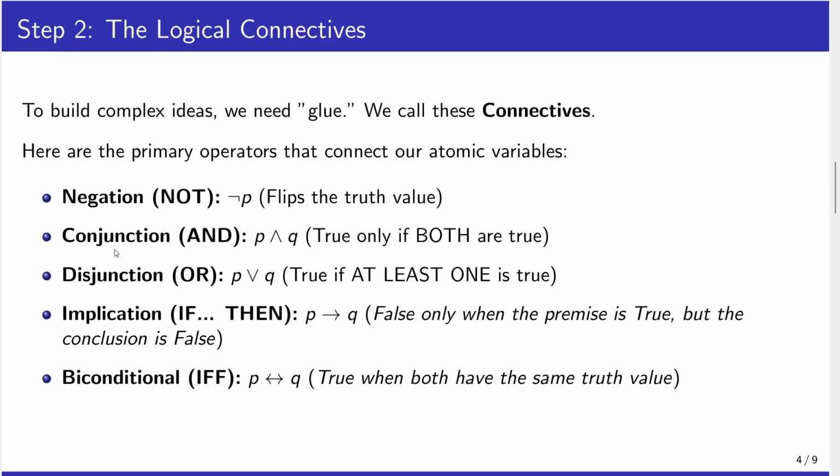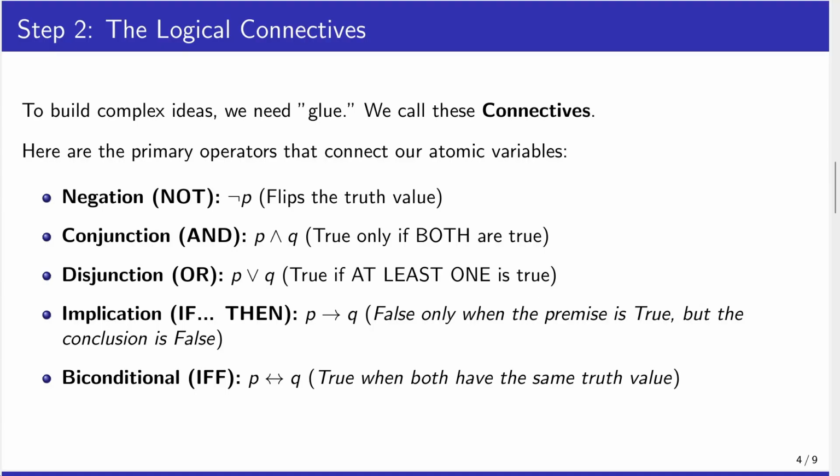Second is conjunction, or the and operator. It looks like an upward-pointing wedge. P and Q is strict. It is only true if both P and Q are true at the same time. Third is disjunction, or the or operator. It looks like a V. This one is more forgiving. P or Q is true if at least one of the variables is true.